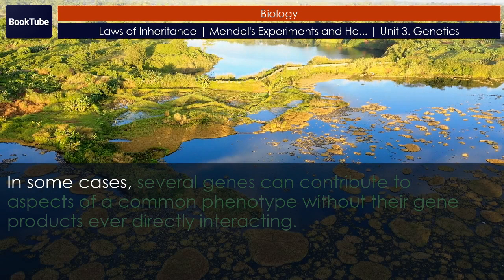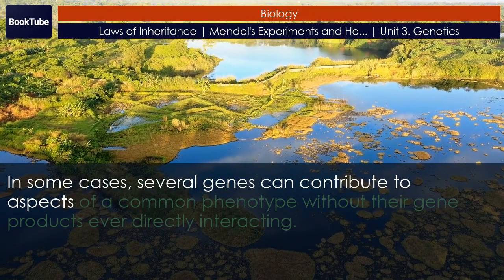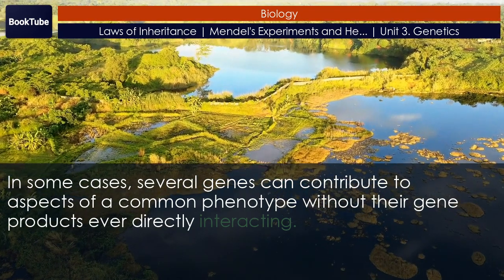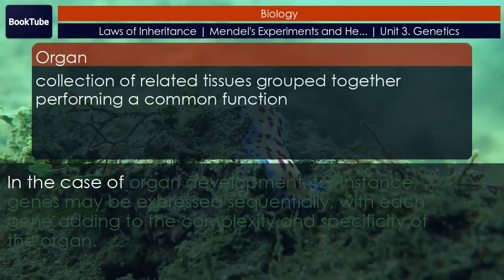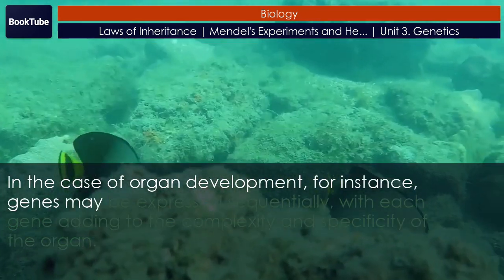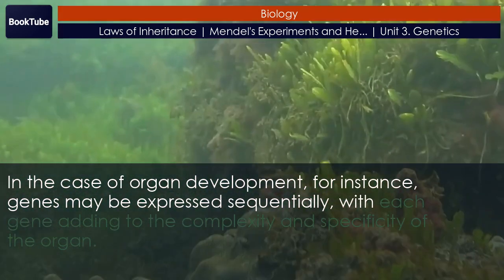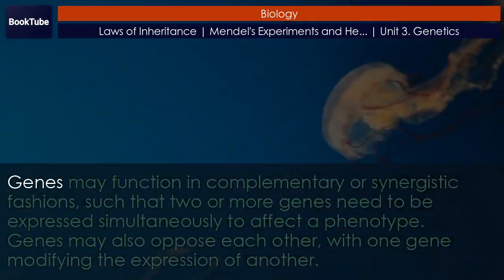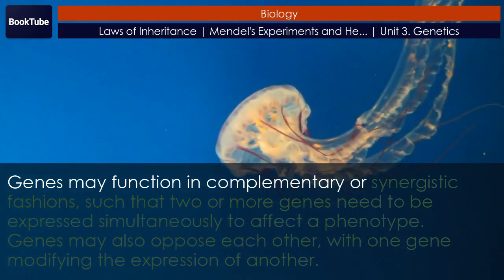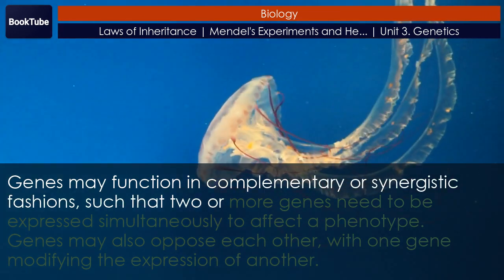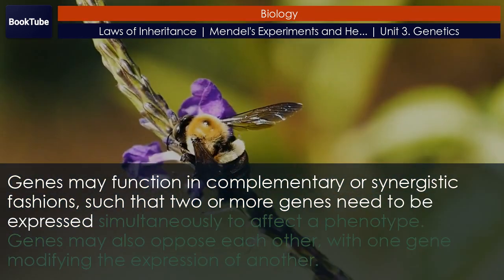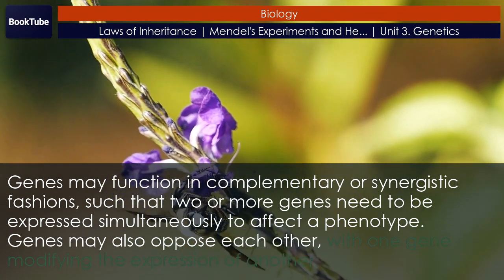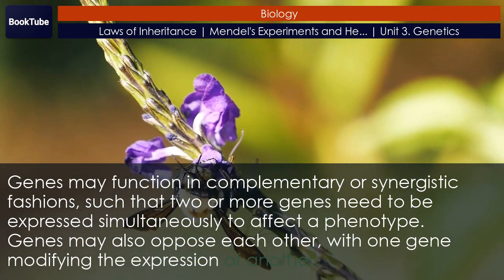In some cases, several genes can contribute to aspects of a common phenotype without their gene products ever directly interacting. In the case of organ development, for instance, genes may be expressed sequentially, with each gene adding to the complexity and specificity of the organ. Genes may function in complementary or synergistic fashions, such that 2 or more genes need to be expressed simultaneously to affect a phenotype. Genes may also oppose each other, with one gene modifying the expression of another.